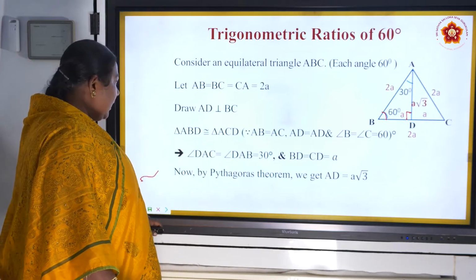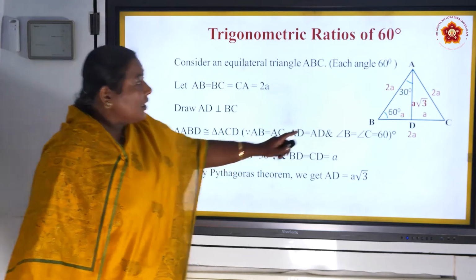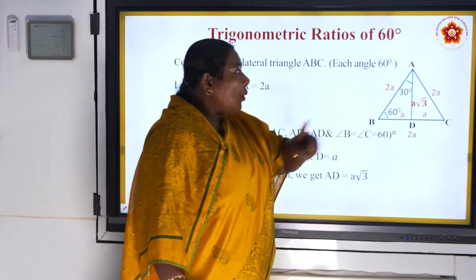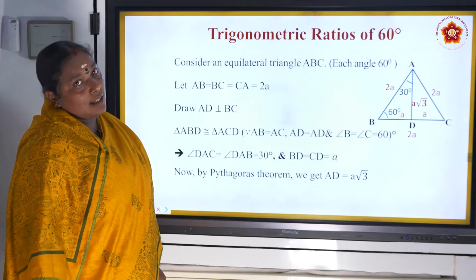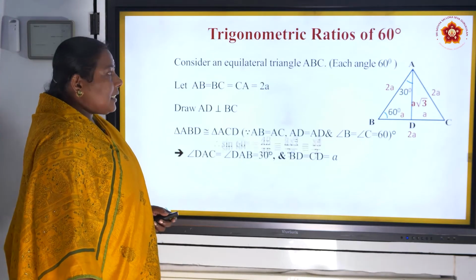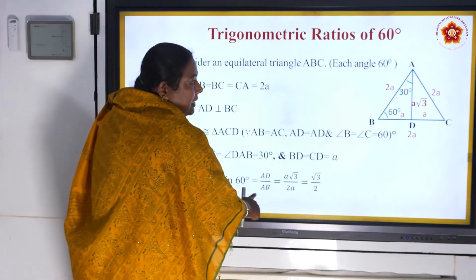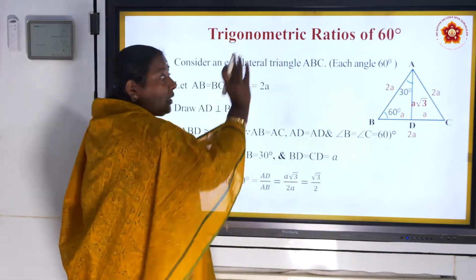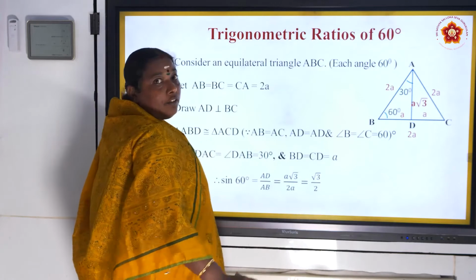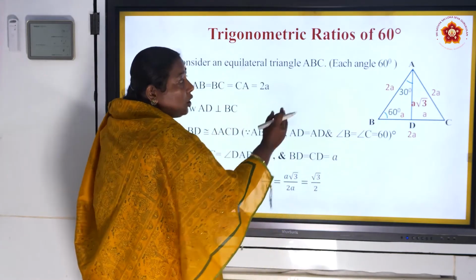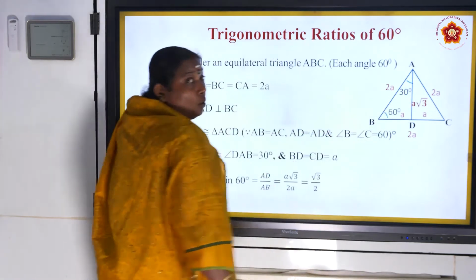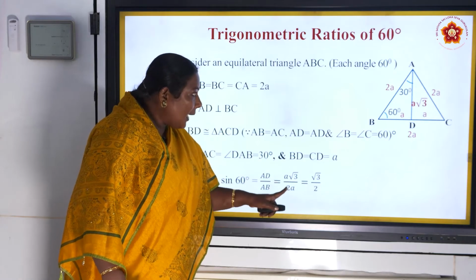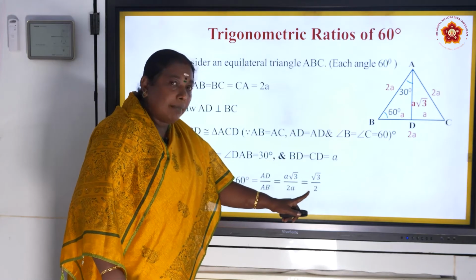Let us see what they are all telling now. I have my hypotenuse, I have my adjacent, I have my opposite side also. How did I get my opposite? Using the Pythagoras theorem. Now let us take the sine value. Sine 60 is equal to what? I am not talking about A because A is 30 here. We are talking about B. So sine 60. Who is opposite to 60? A root 3. A root 3 opposite by hypotenuse, A root 3 by 2A, which is equal to root 3 by 2.